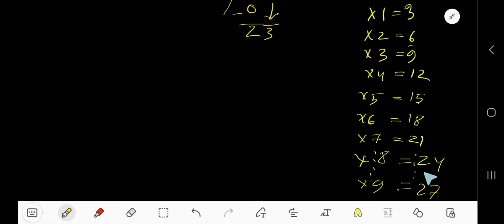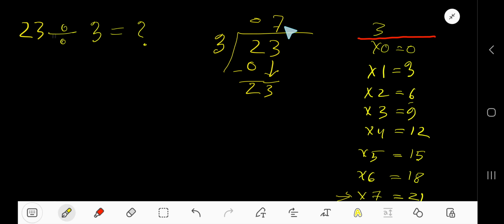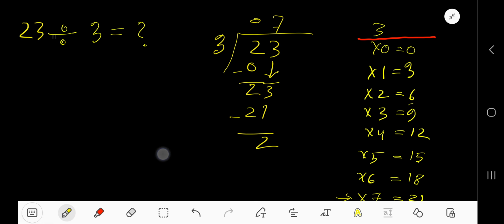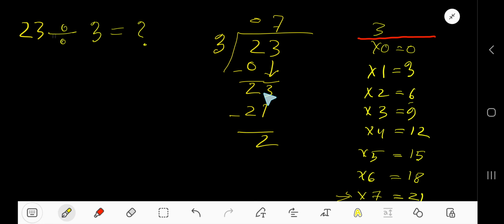8 times is 24, which is greater, so 7 times. Write 7. 7 times 3 is 21. Subtract, and you are getting 2. Okay, so our answer is 07, which means 7 remainder 2.